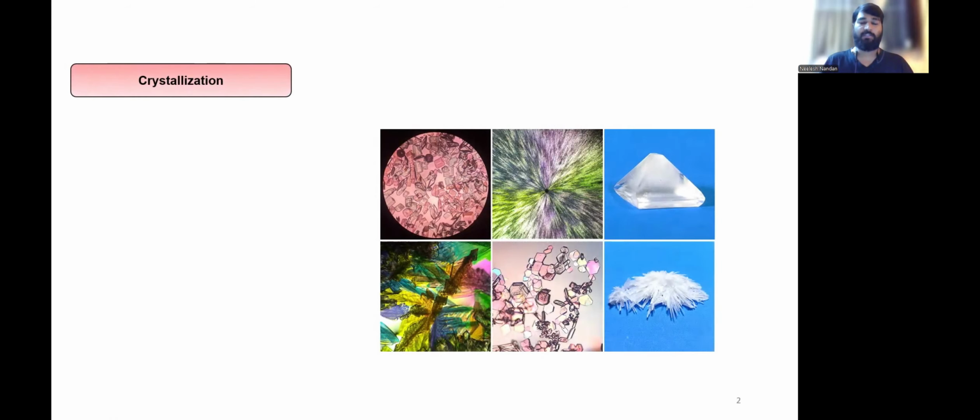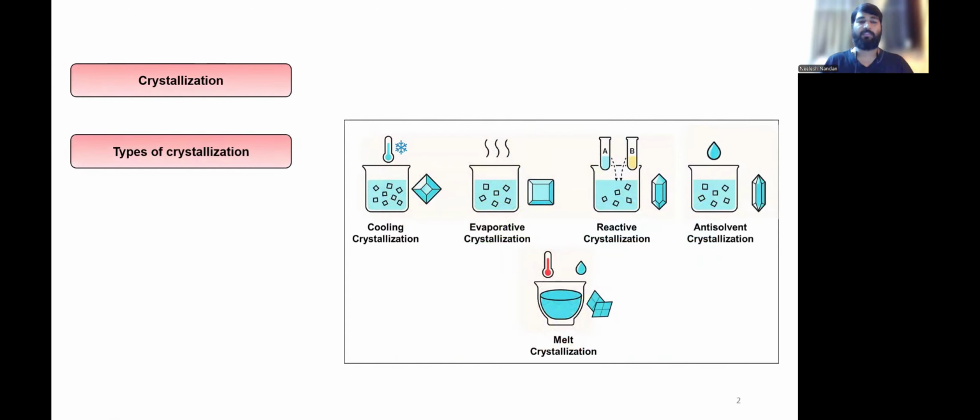So what is crystallization? Crystallization is a physical transformation of a liquid, solid, gas or solution into a solid, with particles in a uniformly arranged molecules. These are a few images of crystals from my PhD work. There are different types of crystallization.